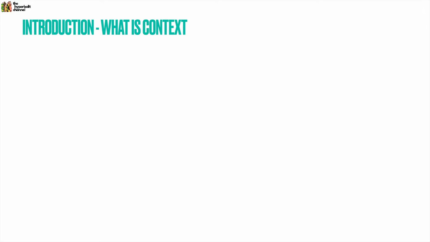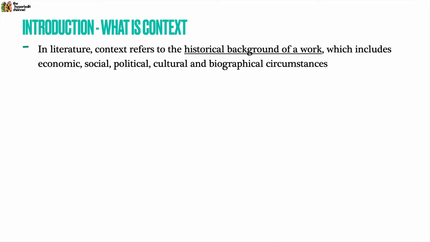So now we move on to talking about context. What is context, right? Context in the study of literature refers to the historical background of a work, and these would include the economic, social, political, cultural, and biographical circumstances.